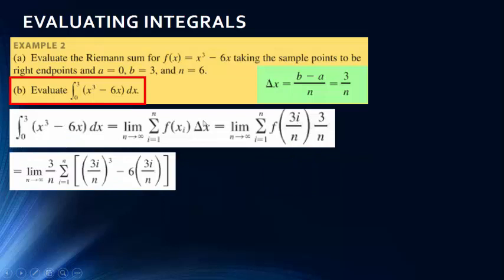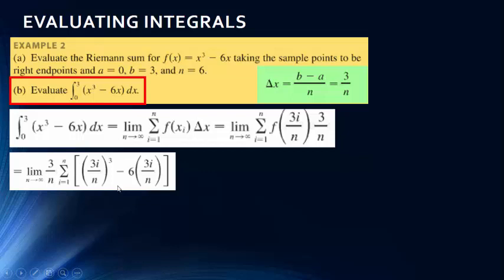Okay? My x cubed, since my x is now 3i over n, is 3i over n cubed, minus 6 times my x, 3i over n. Now you'll notice that the 3 over n came out in front. Well, this is like the last example. Remember that since we're using the same width for all of the rectangles, we can pull this out by the distributive property and then add up all of the heights of the rectangles.